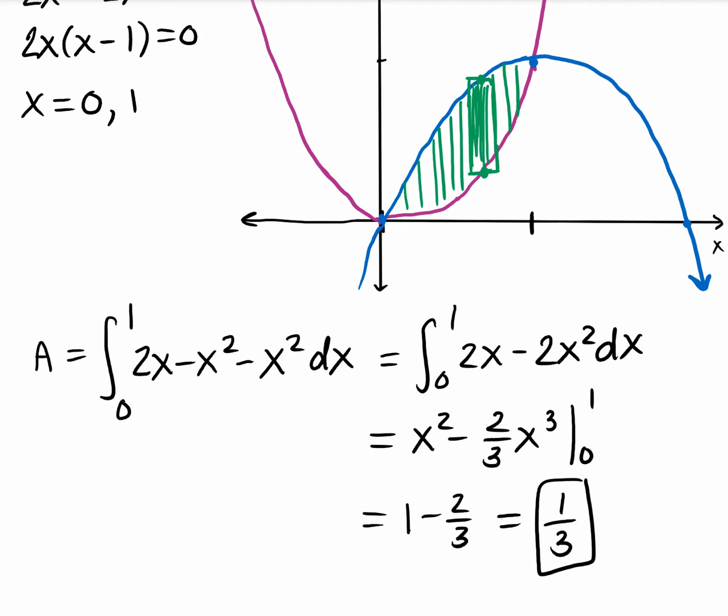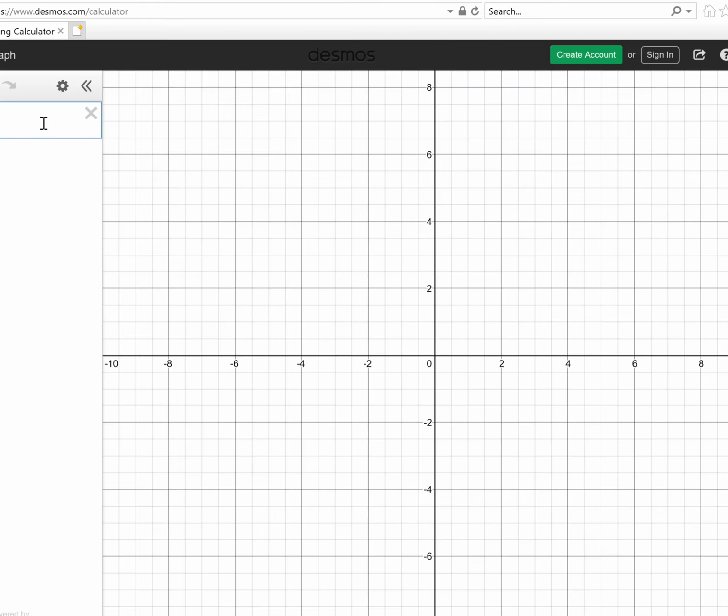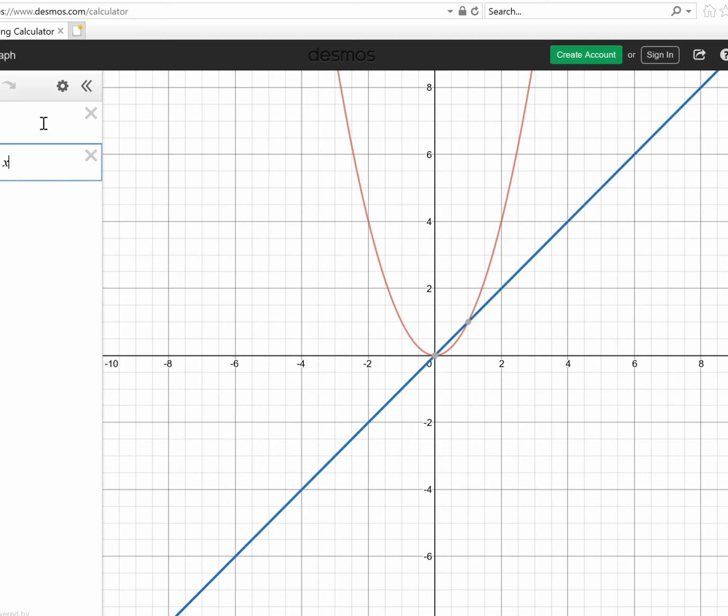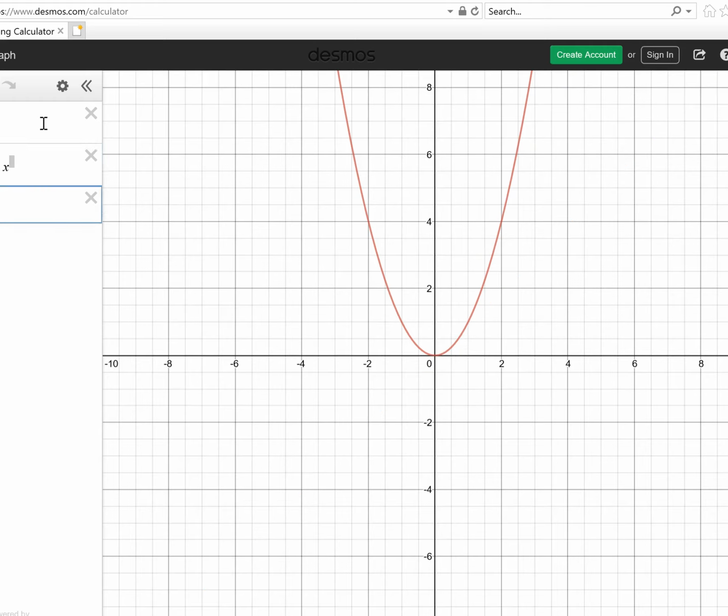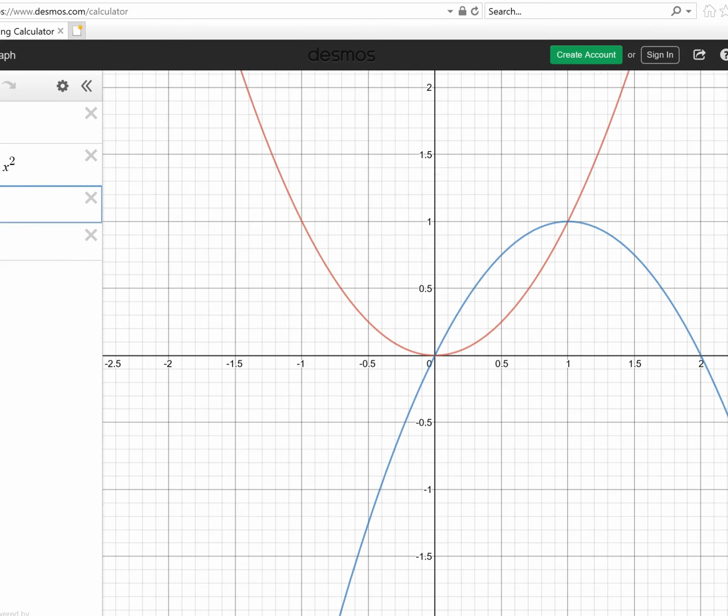Now in Desmos, I just love Desmos. You can get an app on your phone for Desmos also. But we can see that in Desmos, we can verify y equals x squared, right? And then y equals 2x minus x squared. Oh, I should put a squared in there. And we can see that, sure enough, it looks like our graph was what we thought it should be, right? Much, much nicer than the graph that I drew you.